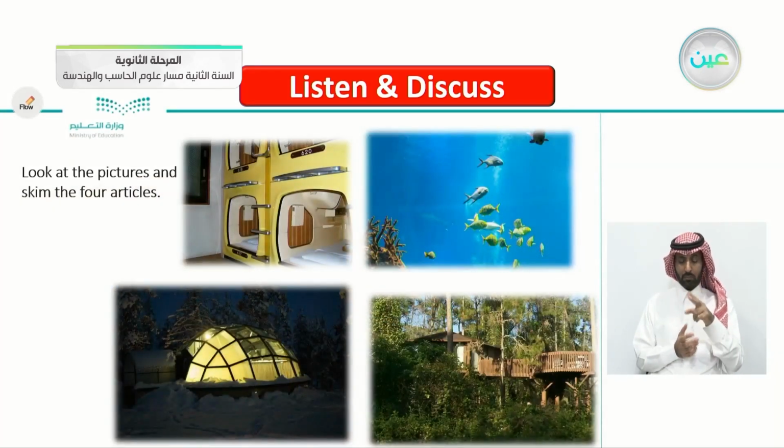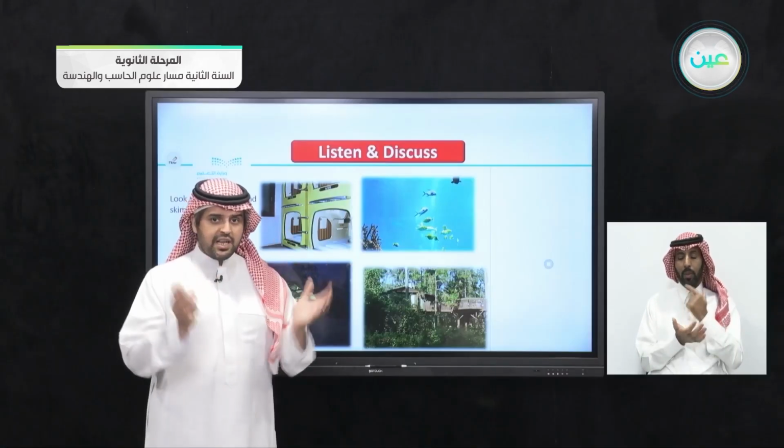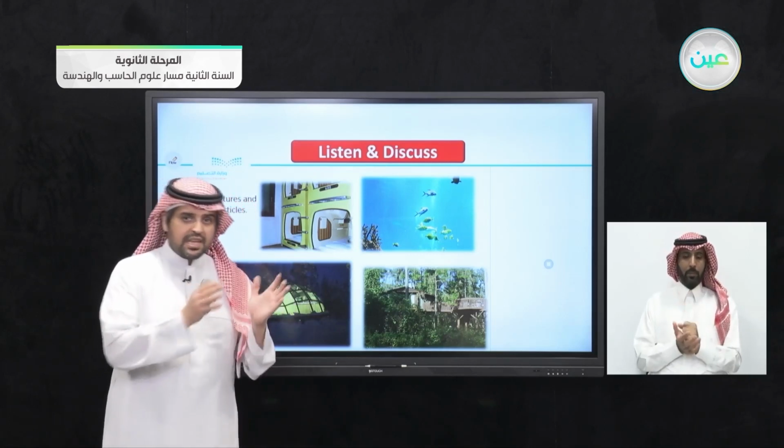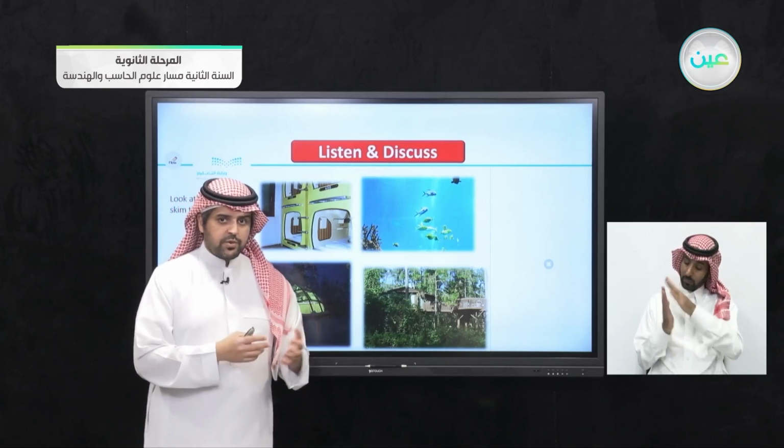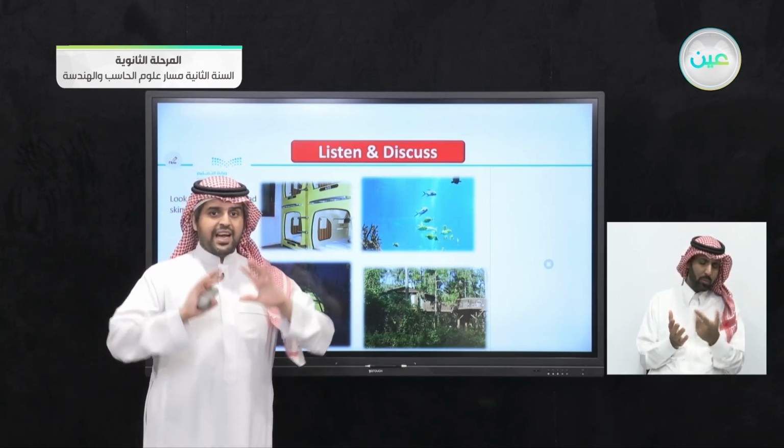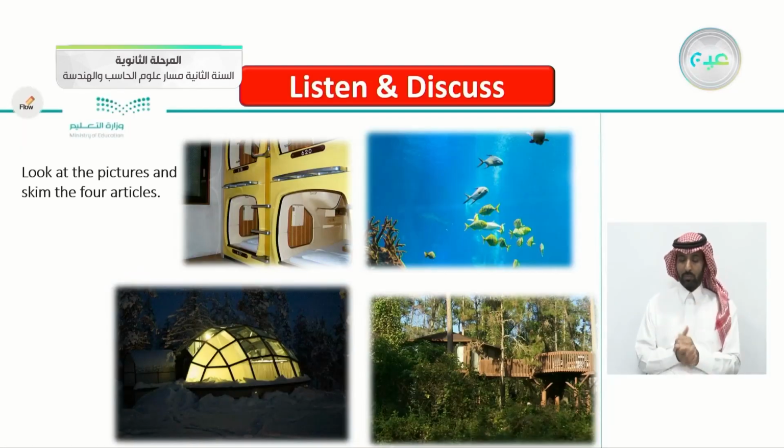So look at the pictures here and skim read the 4 articles. Try to guess what we'll be talking about. After you finish guessing, skim read the 4 articles. To skim read is to read the articles quickly, just to get the main idea or the general idea of the article. It doesn't mean to read every single detail. It means just to read quickly, just to get the main theme. So again, look at the pictures and then go to the 4 articles related to these pictures, and skim read them.